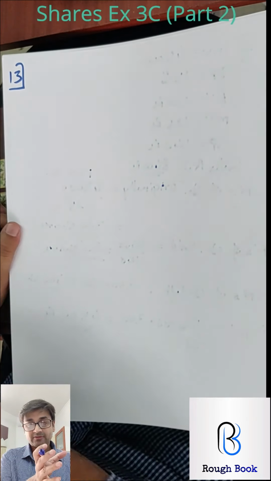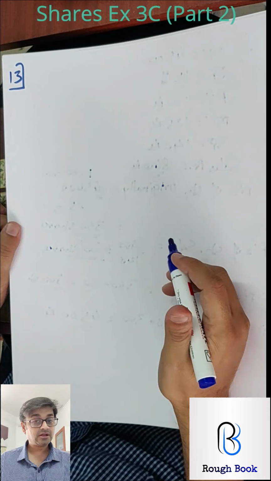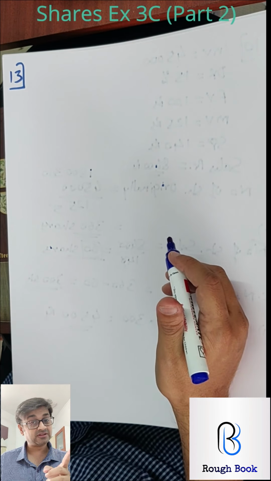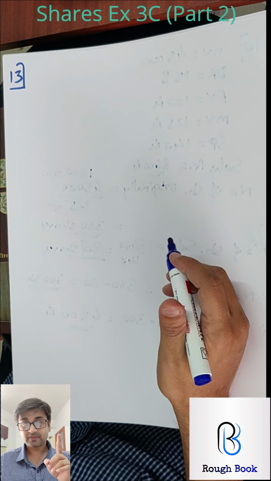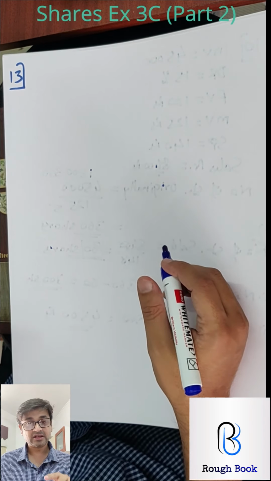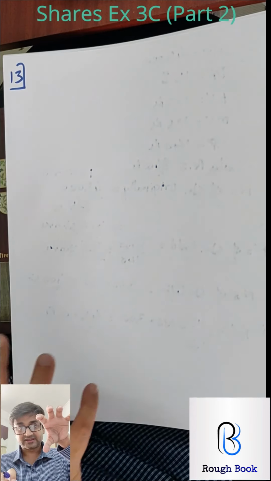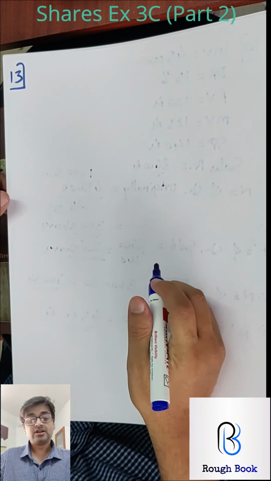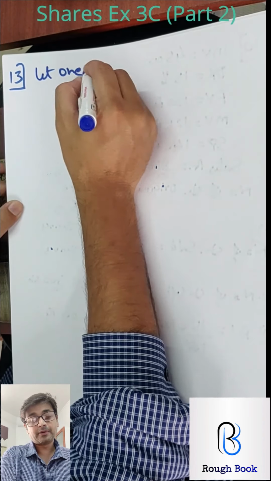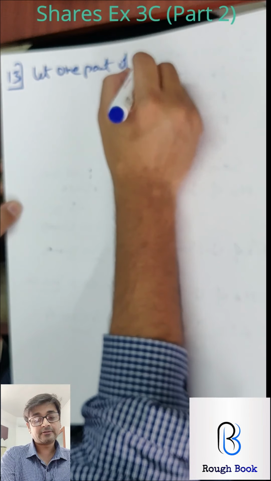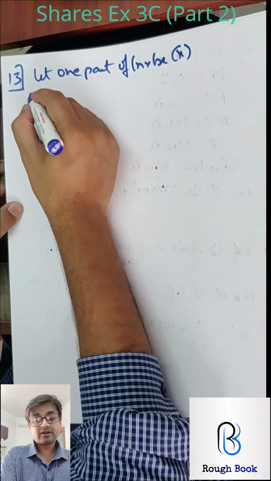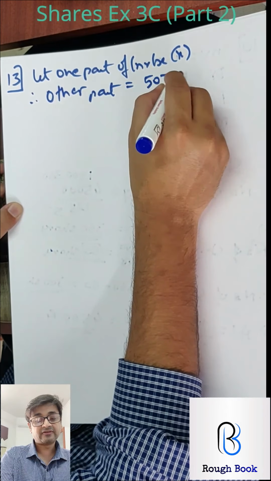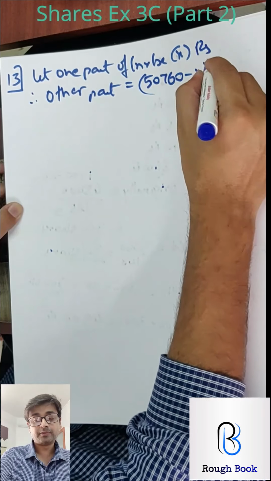Okay, so one part can be X. Another part will be, did you say X minus 50,760 or 50,760 minus X? Decide. It cannot be X minus, because out of 50,760, one part is X, so the other part is 50,760 minus X. Are you able to understand this? So we'll say let one part of investment be X. Therefore, the other part is equal to 50,760 minus X rupees.